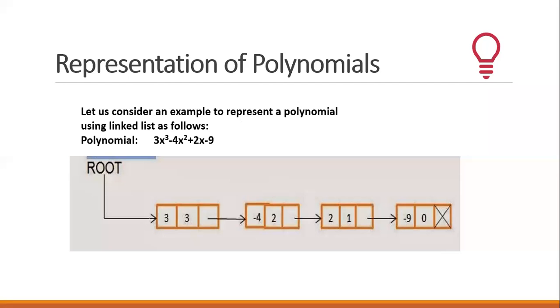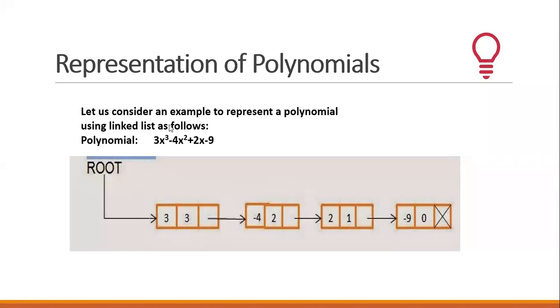As I already told you, instead of one data part, there will be two data parts. That's the difference we see over here. So every node in the linked list now has two data parts. And of course, there is a next pointer which helps us connect to the next part of your polynomial.